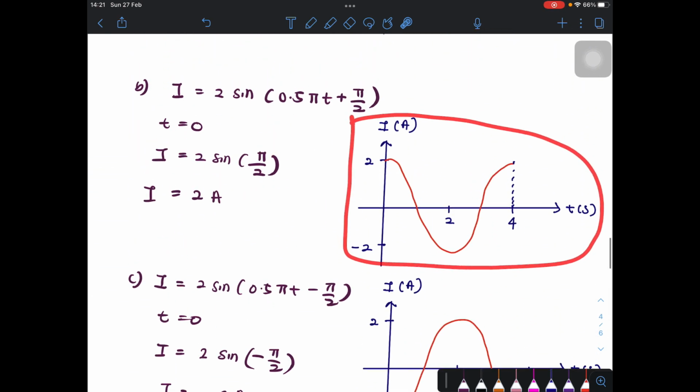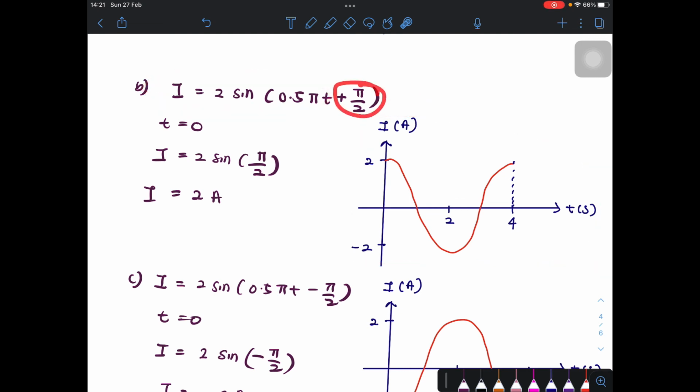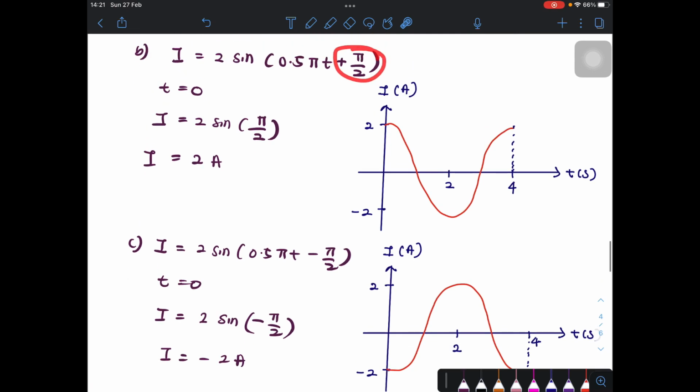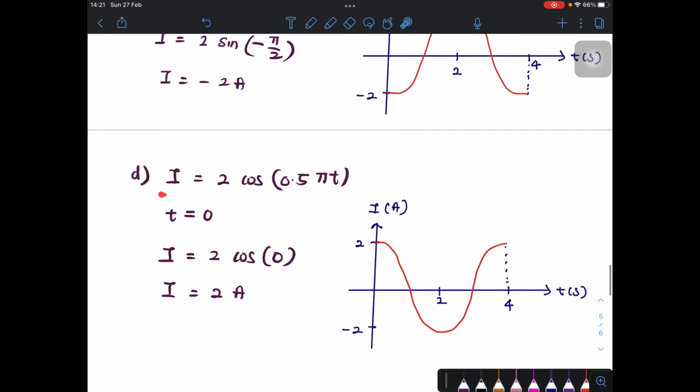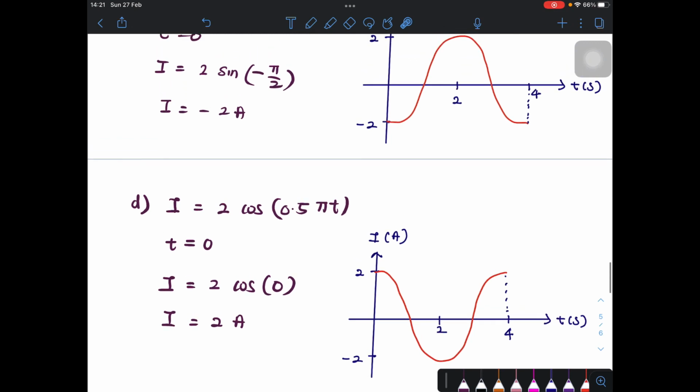So this graph is exactly the same as this graph. Maksudnya dekat sini apabila kita ada sine expression and then kita shift sebanyak pi over 2, actually that expression is the same as cos graph. Okay, so cos graph always starts with maximum. So it's very easy to sketch the graph. You just have to substitute that value of t sama dengan kosong in order for us to determine which value we need to start our graph. Okay, that's all for example 4. Thank you.